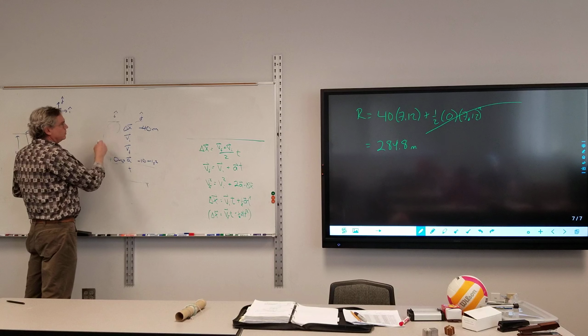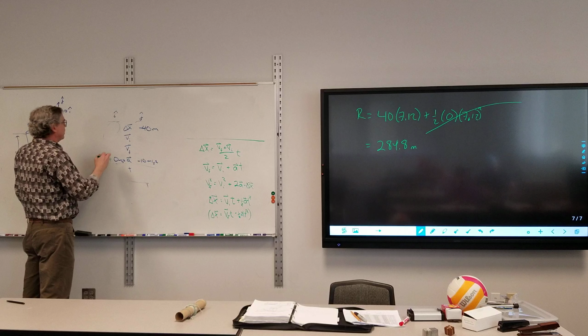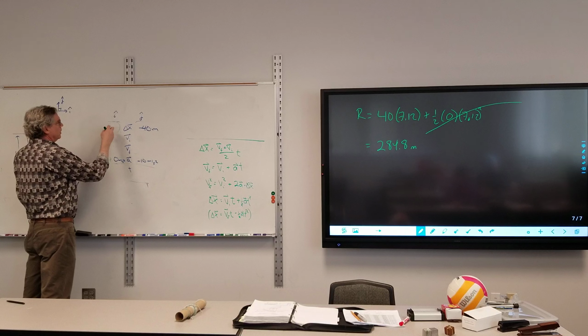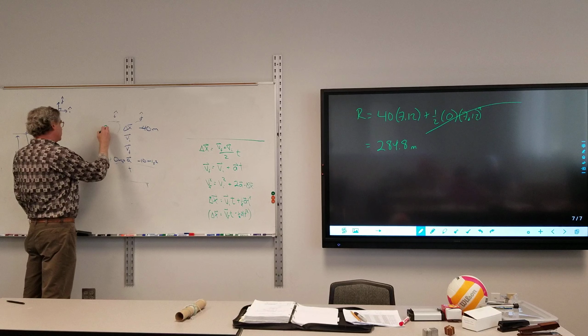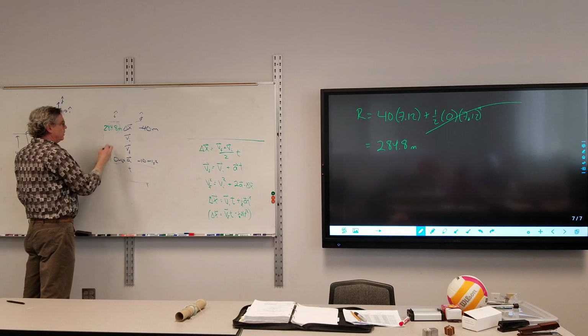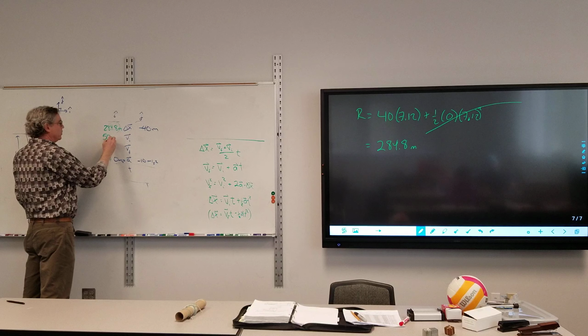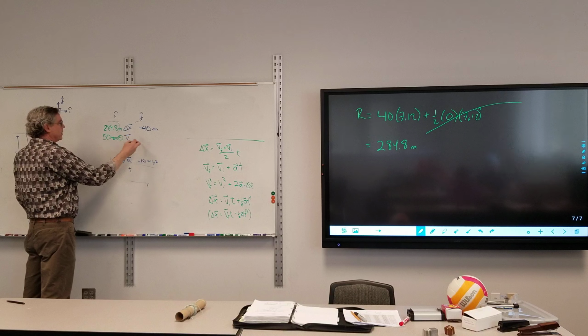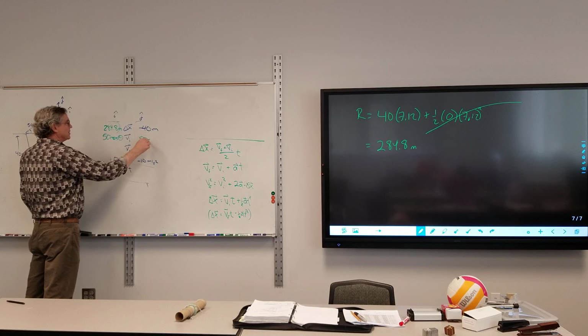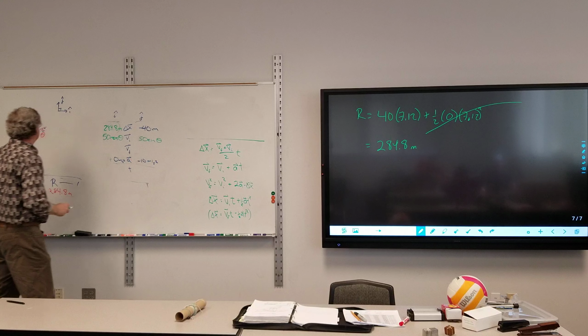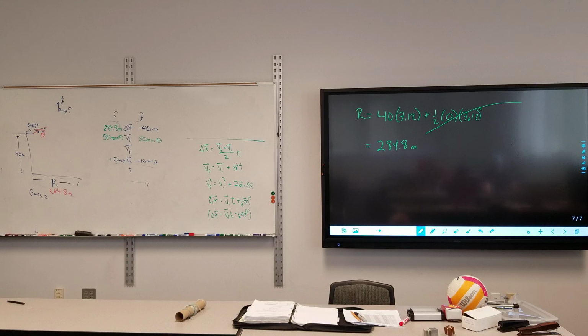And so, unless I just picked a very unfortunate set of numbers, this will be 284.8 meters. This will be 50 times the cosine of whatever the angle is, and this will be 50 times the sine of that angle. It should have a sense of deja vu about it.